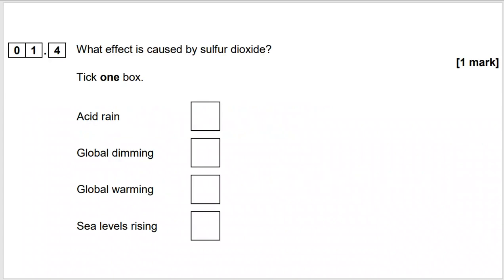1.4, what effect is caused by sulfur dioxide? This is a fact you need to remember. Sulfur dioxide causes acid rain, but you can also remember that non-metal oxides are acidic, just as you need to remember that metal oxides are basic. And if you remember that sulfur dioxide is acidic, it makes sense it's going to form acid rain.